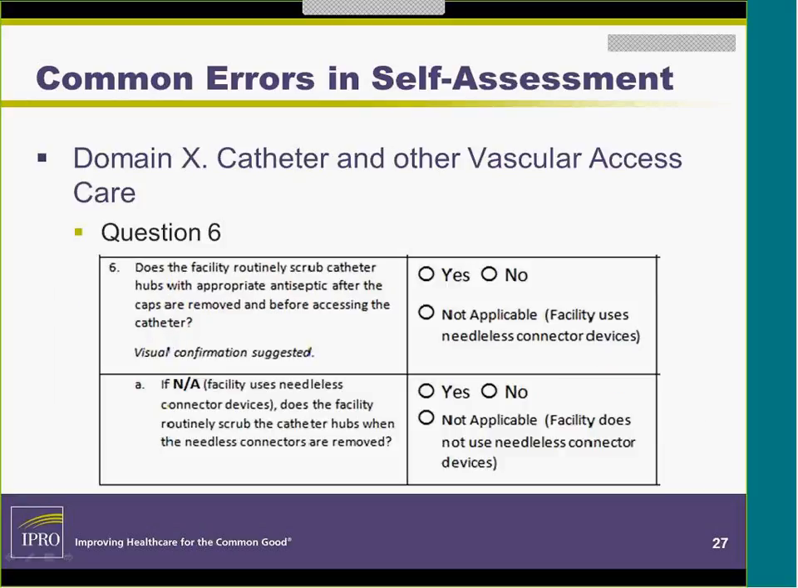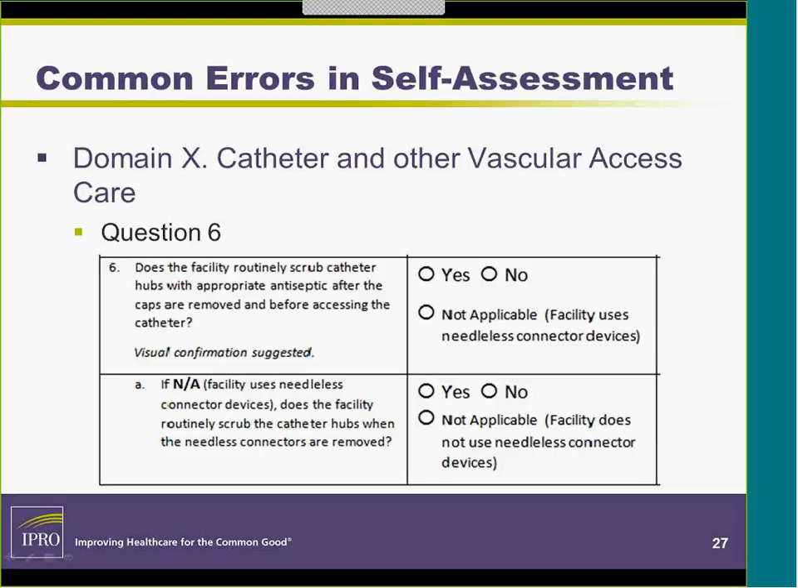All right, so domain 10, catheter and other vascular access care. Question 6. This is being answered incorrectly at almost every facility, and it's really, again, not practice. This is kind of confusing in how the question is worded. But none of the facilities are using needle access anymore. Catheters are accessed with those needleless connector devices. So for the first part of question 6, does the facility routinely scrub catheter hubs with appropriate antiseptic after the caps are removed and before accessing the catheter?